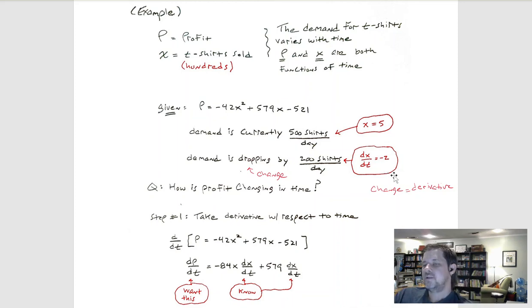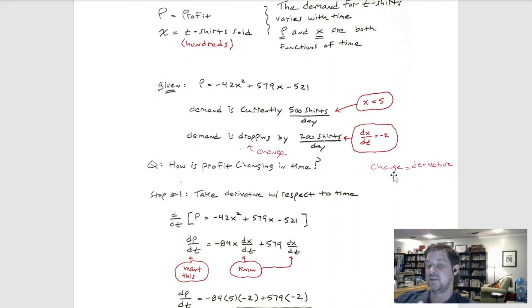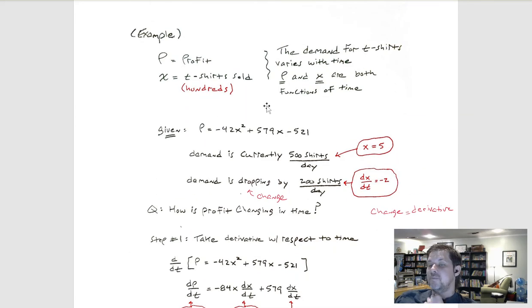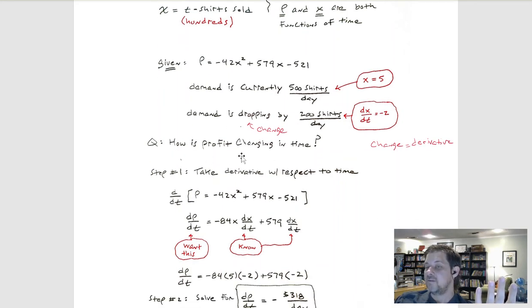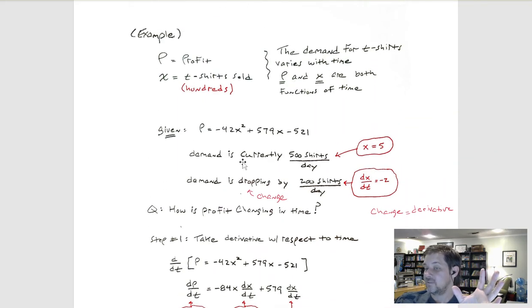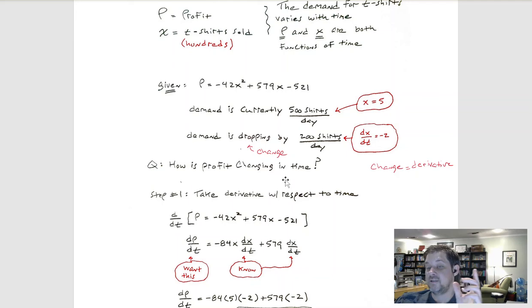Well, because with derivatives, if something is getting bigger, the derivative will be positive. If it's getting smaller, it'll be negative. Okay? All right, now, so through all this, if I know the equation that links profit and demand or sales, and if I know what the demand is at the moment, and if I know that the demand is dropping, can I tell you how fast the profit is changing? Because remember, profit is a function of time and is changing in time.